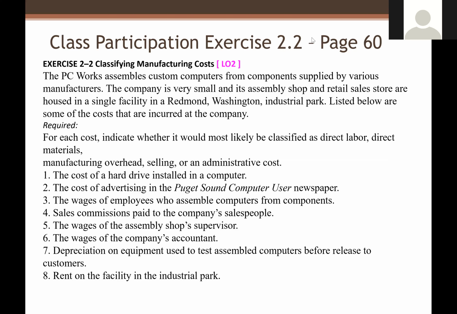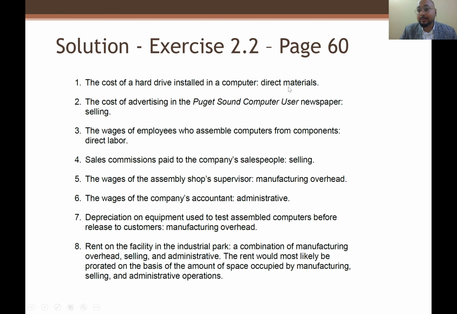Okay, class, welcome back after the breakout room activity. So we were solving this exercise 2.2, page 60 of your book. So let's talk about his answers. So you see here, the cost of hard drive installed in a computer, it's a direct material, right? Because you can easily trace out its cost, right?